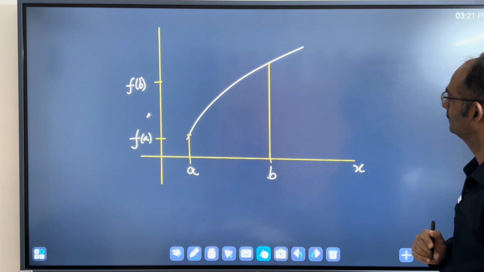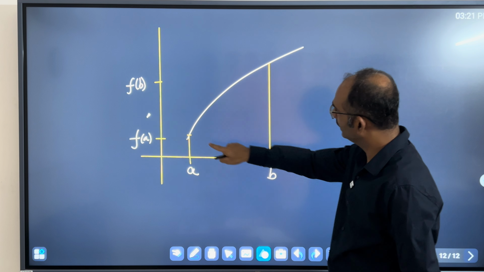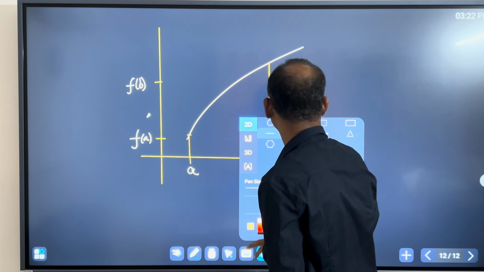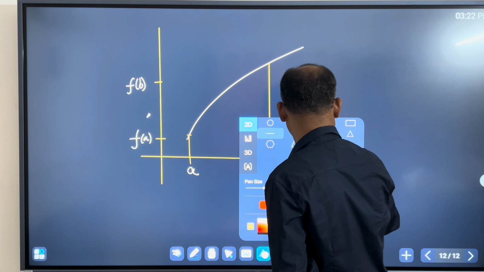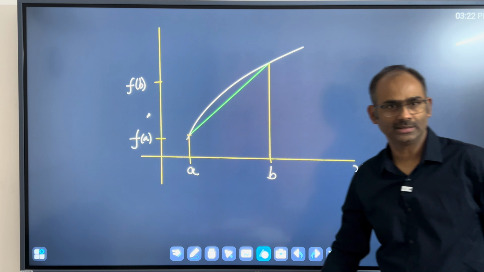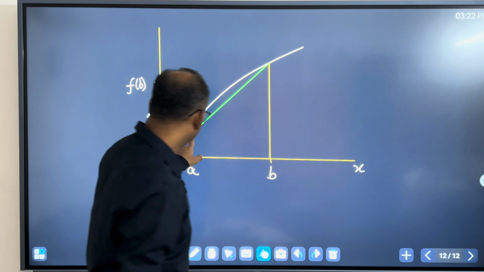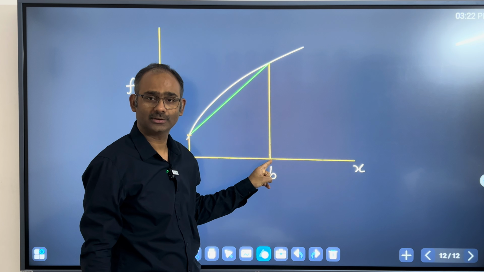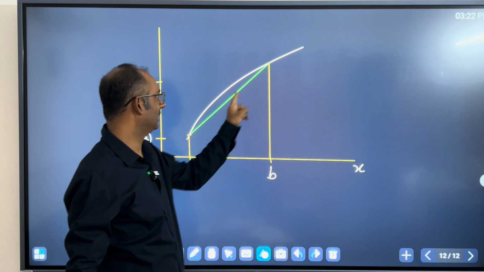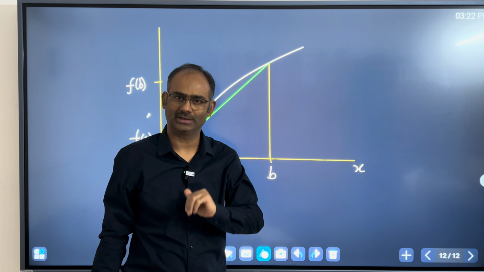Now, here is the claim. I'm going to connect this point with that point. Let me use some color, green. Green will be visible. Is it visible in the camera? I've just connected this point which is on the curve corresponding to x equal to a, and that point which is on the curve corresponding to x equal to b. Now that's a straight line that has some slope, whatever slope it has.